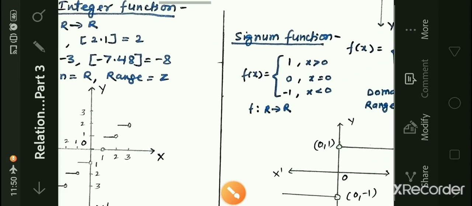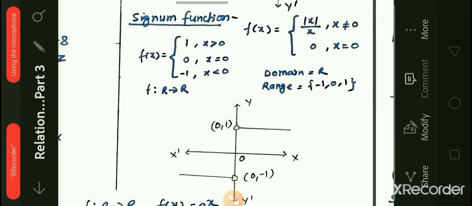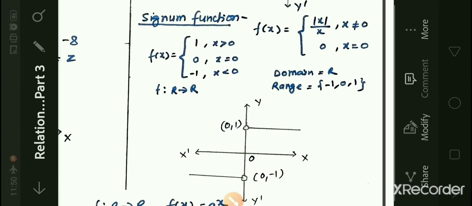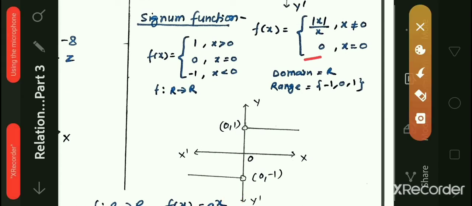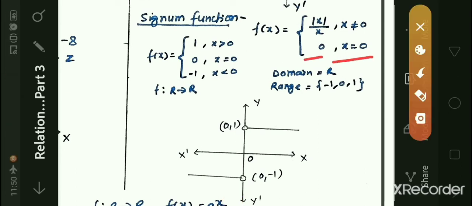Now signum function. What is a signum function? Signum function is equal to mod x upon x when x is not equal to 0, and 0 when x is equal to 0. There will be only 3 points in its range, that are -1, 0 and 1.